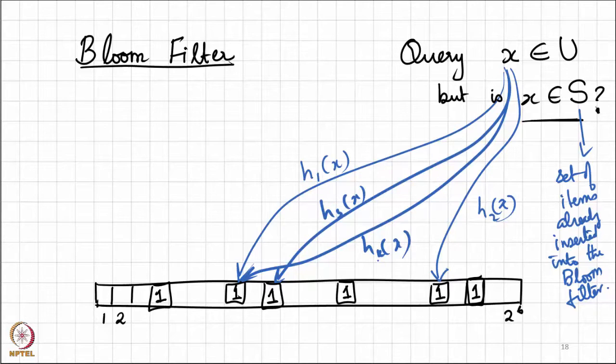So for example, it could have happened that several different other items, even though let's say x was never inserted, but other items were hashed into the same location, so they all just happen to be ones, and these bit positions which we are querying now were not set by x but were set by other values. So that's very much a possibility. So that is why Bloom filters sometimes have false positives, but they never will have false negatives.